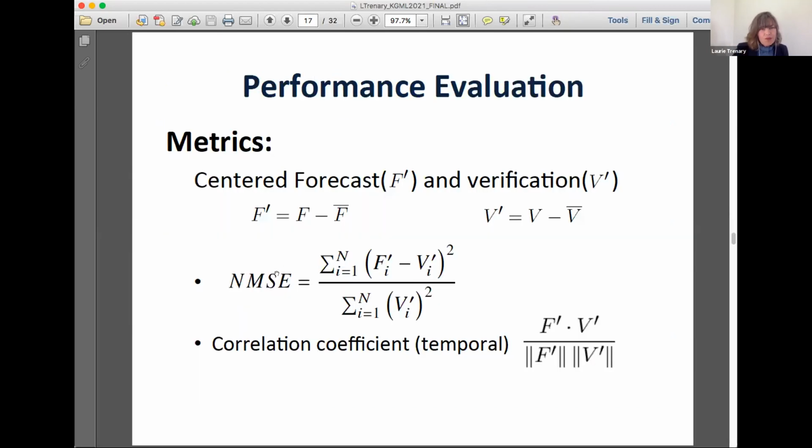The metrics that we will use to evaluate our forecast and verification data are centered, so the time mean has been removed. We'll look at the normalized mean square error, which is essentially the variance of the errors to the variance of the verification data. If the mean square error is 1 or greater, that's a bad forecast. And also the correlation coefficient, so we're looking at how well in phase the forecast and verification data are.